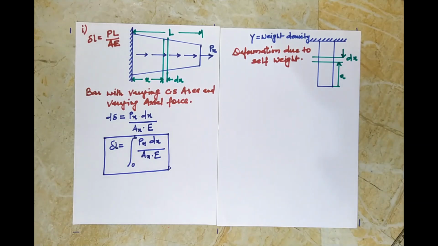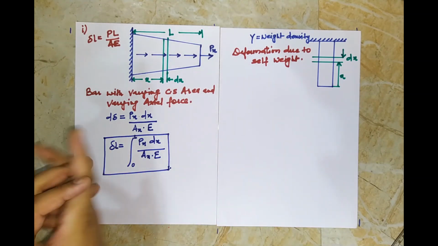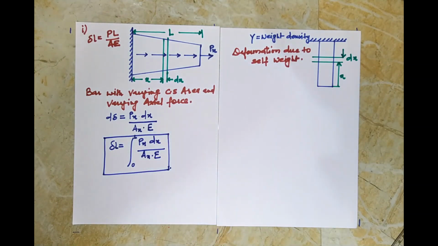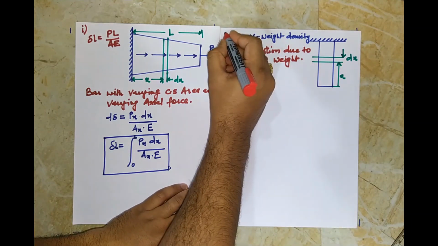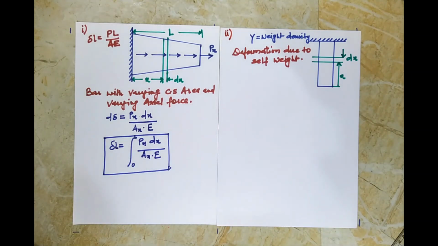Let us take another example in which we find out the deformation in a prismatic bar due to its self weight. Here the condition given is that the weight density of the material is gamma. We will again use the same formula. This is our second example, in which a uniform cross-section area bar, that is a prismatic bar, is hanging, and we have to find the deformation caused in the bar due to its self-weight.